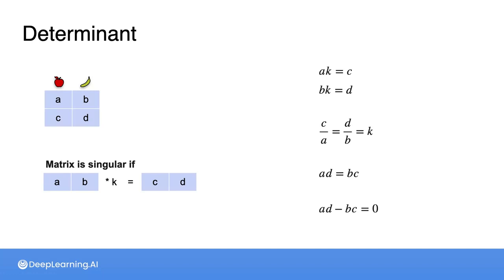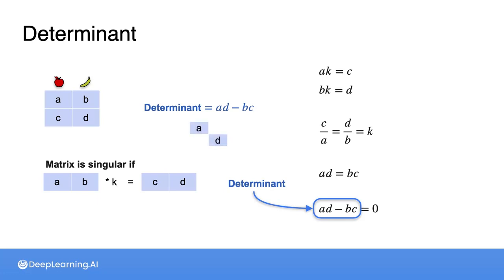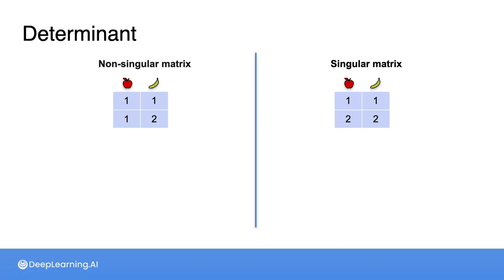This value of AD minus BC is very important. We're going to call it the determinant of the matrix. So the determinant of the matrix is AD minus BC. And by construction, this determinant is 0 if the matrix is singular and non-zero if it's non-singular. Now, a way I like to look at the determinant is like this. AD is the product of the numbers in the main diagonal, and BC is the product of the numbers in the anti-diagonal.